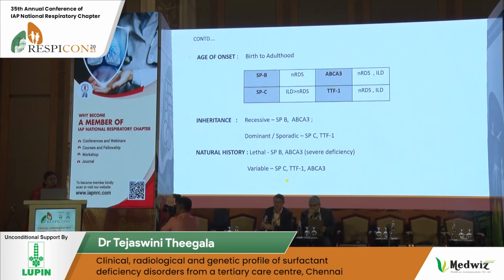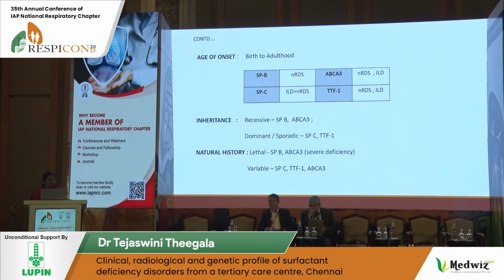Age of onset is very variable, and it can be from birth to adulthood. SPB can present as neonatal respiratory distress, and it is lethal without lung transplant, while SPC presents more like ILD than neonatal respiratory distress. ABCA3 and TTF1 both can present as either respiratory distress syndrome during the neonatal period or ILD.